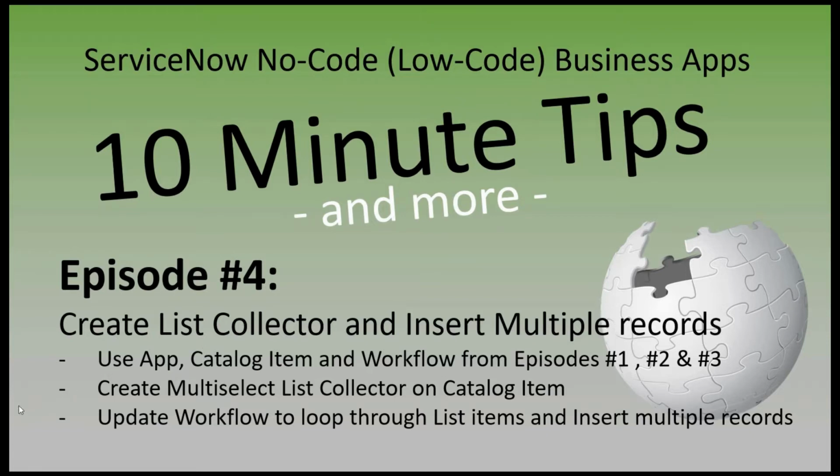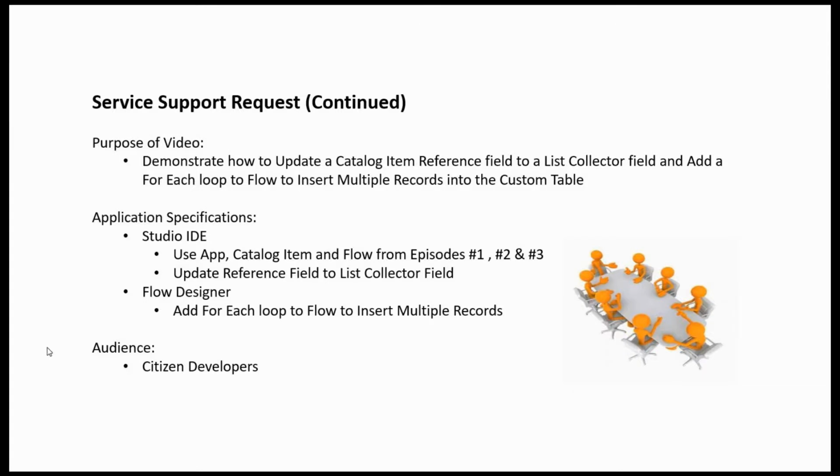This is episode 4. This is going to be the service support request continued. The purpose of this video is to demonstrate how to update a catalog item reference field to a list collector field and add a for each loop to a flow that inserts multiple records into a custom database. From Studio IDE, we'll use the app, catalog item, and flow created in episodes 1, 2, and 3.